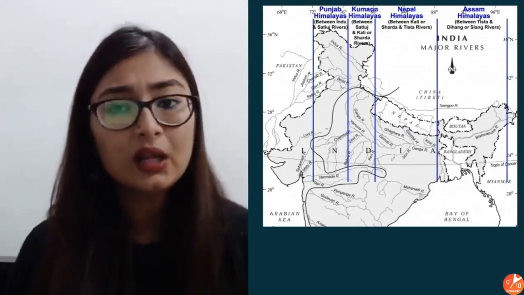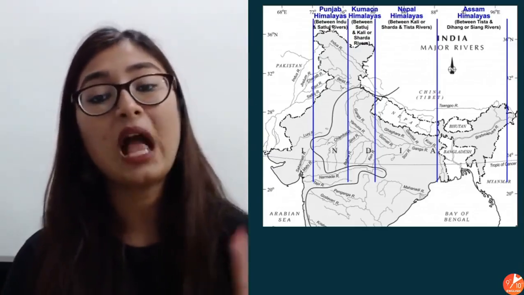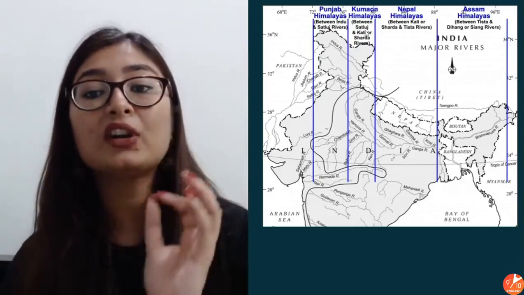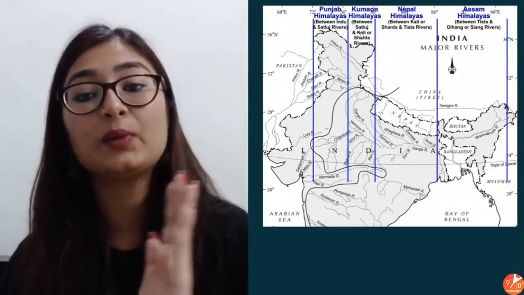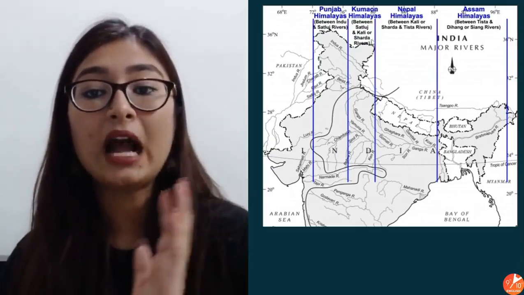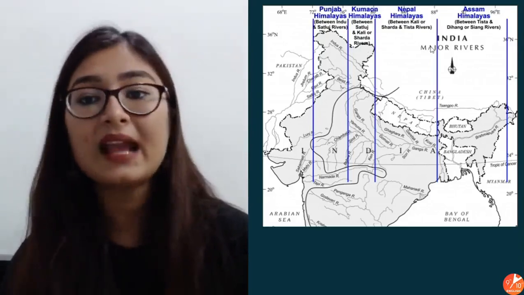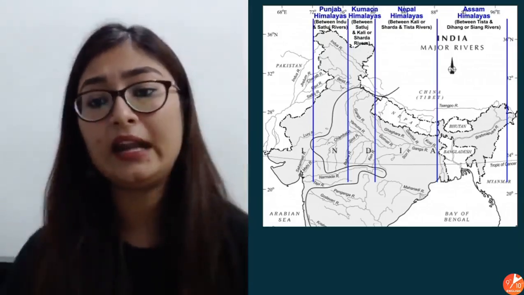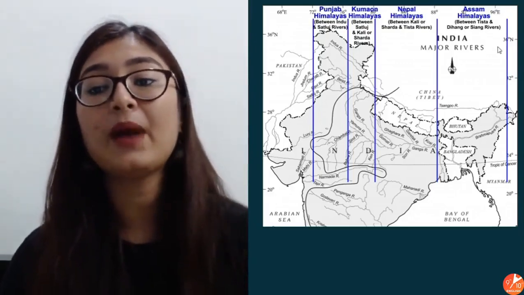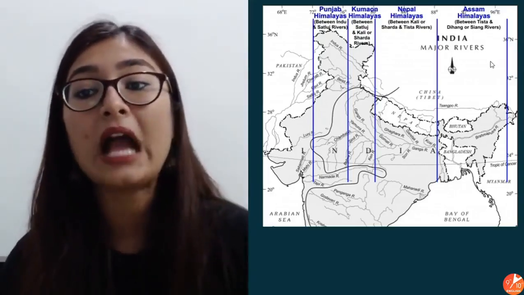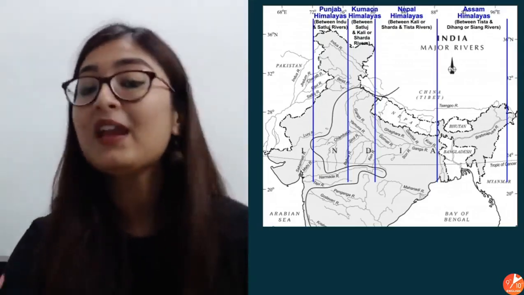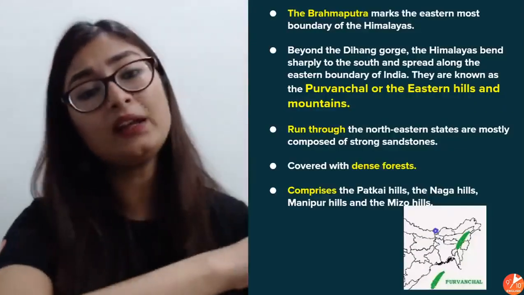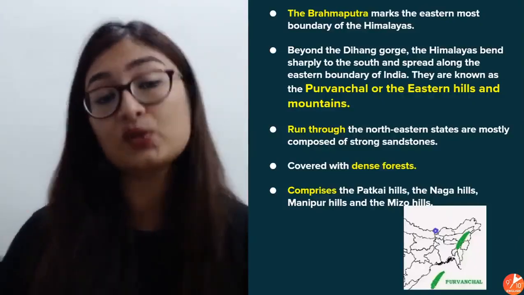It's very useful. So this is where the Punjab Himalayas exist, that is between the Indus and the Satluj river. Then we have the Kumaon Himalayas, as you can see, between the Satluj and the Kali or Sharda rivers. Then this is the whole part of the Nepal Himalayas. That's not really under India. And then we have the Assam Himalayas, which is between the Tista and the Dihang or Siang rivers. That's basically the division when we talk about the stretch of the Himalayas from west to east.